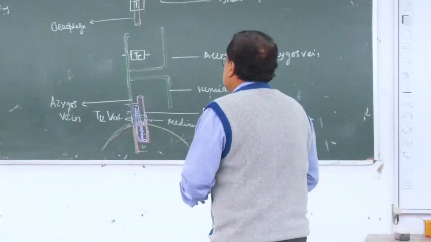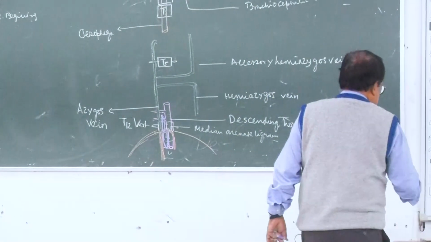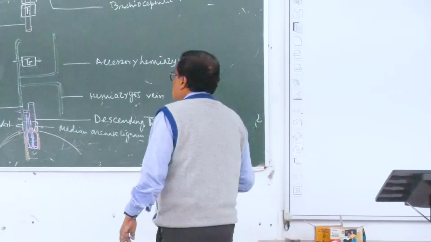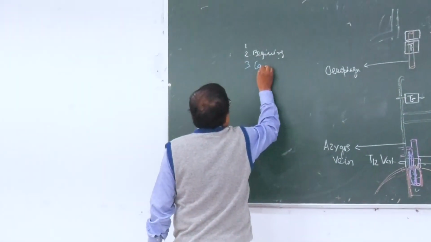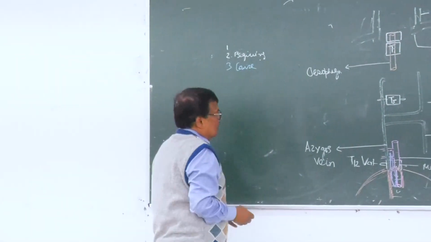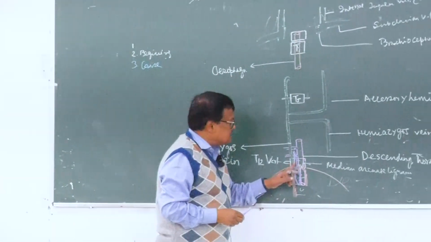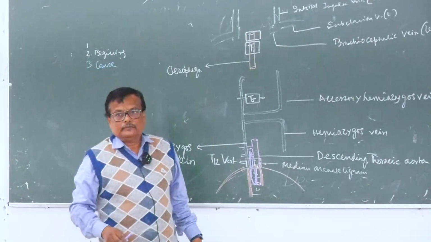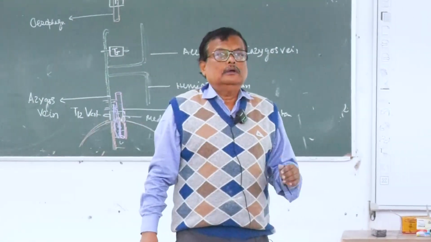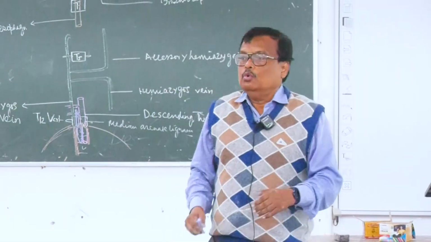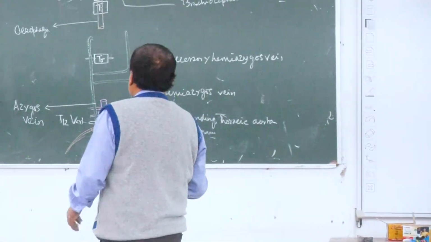That was the beginning, then the course. Then it ascends upwards in front of the T12 to T5 vertebra.